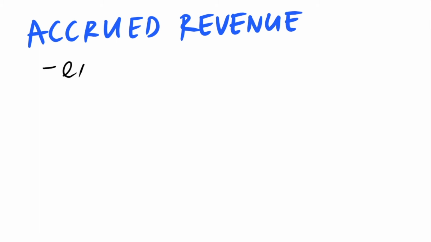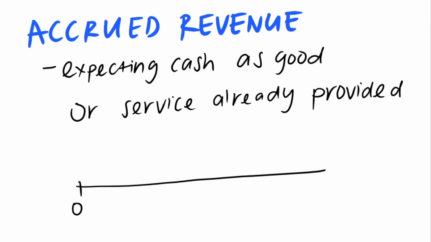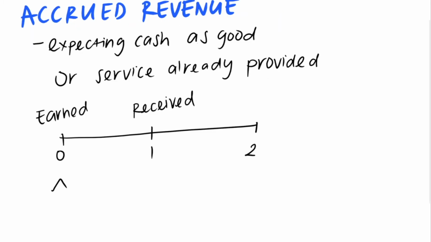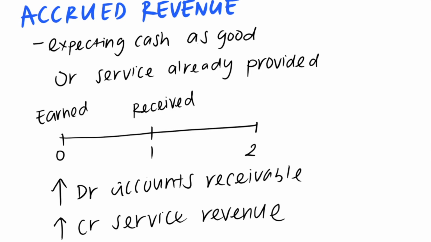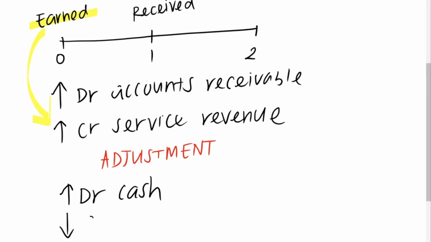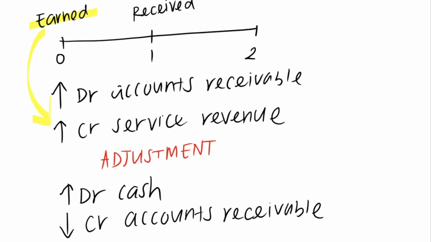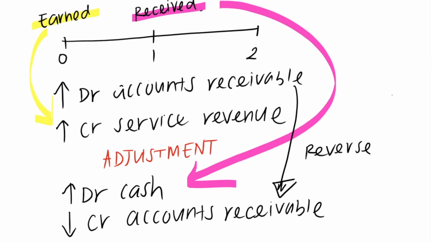However, an accrued revenue is when a company has yet to receive cash but is expecting cash due to the good or service already provided. This will increase its accounts receivable and increase its service revenue. Once the cash is received, the adjustment entry must be made by increasing the cash account and decreasing its expected cash by decreasing accounts receivable.